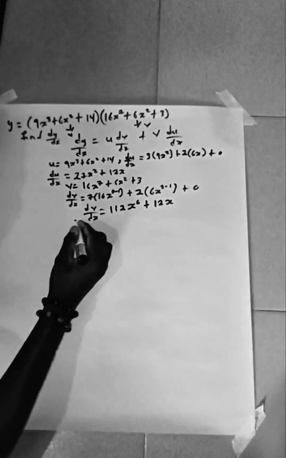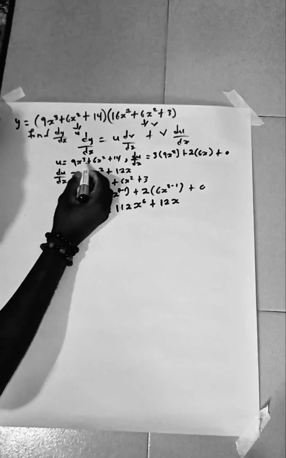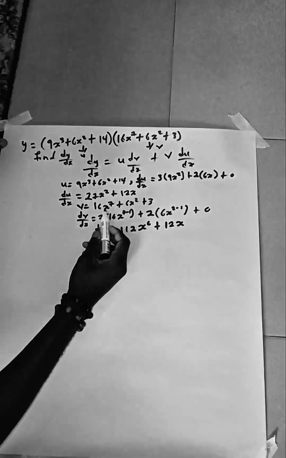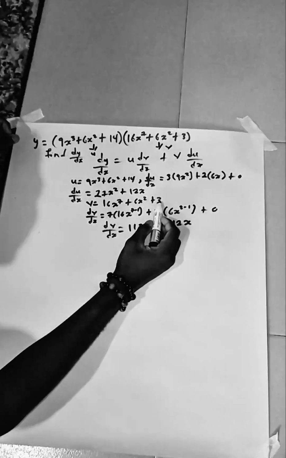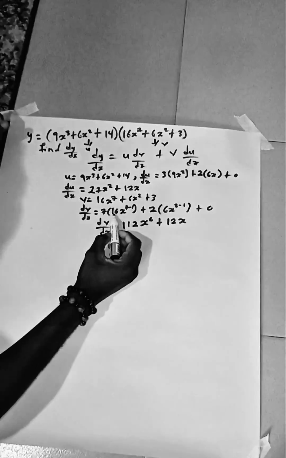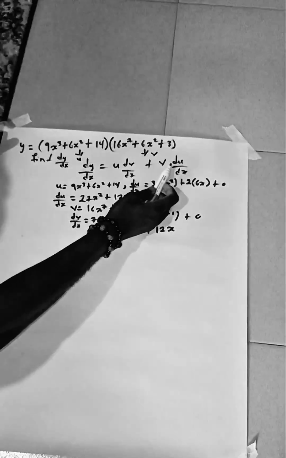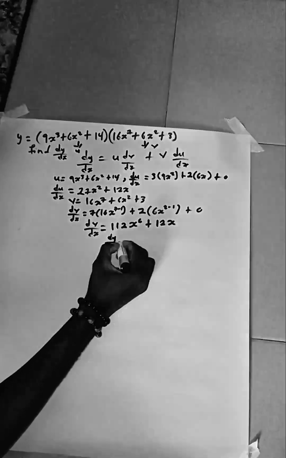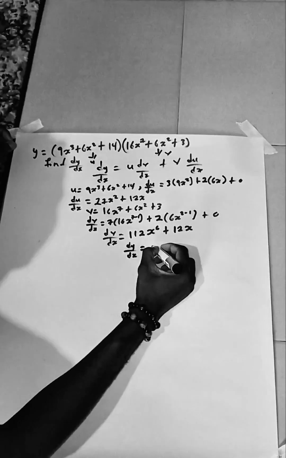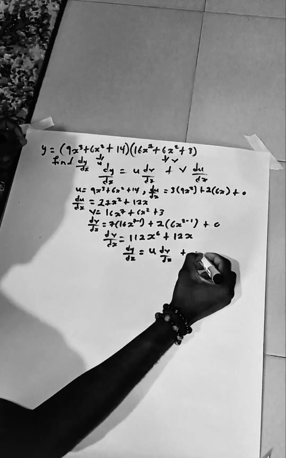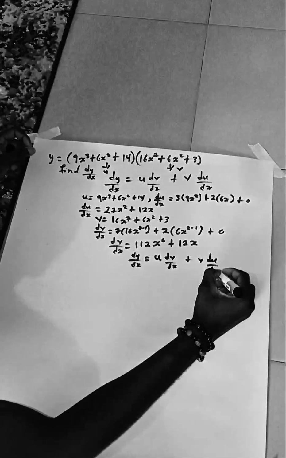Yeah, so we have our u to be 9x cubed plus 6x squared plus 14, and our v to be 16x raised to the power 7 plus 6x squared plus 3. And we found our du by dx and dv by dx respectively. So you can plug those values into the formula: dy by dx is equal to u dv by dx plus v du by dx.